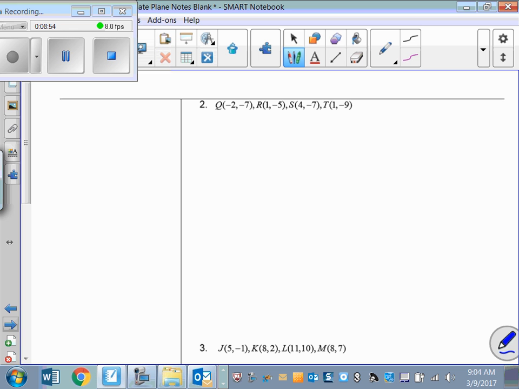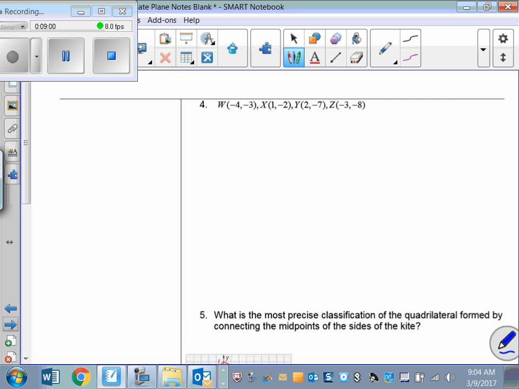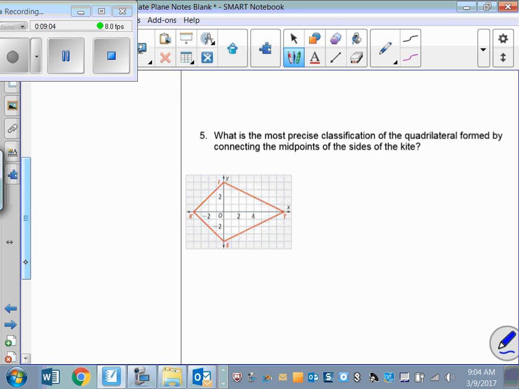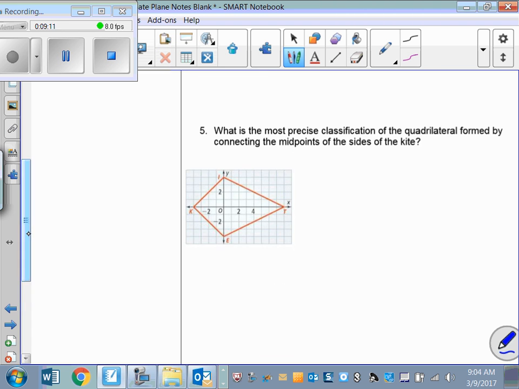See, just a bunch more of these. I'm going to flip through here and just see if there's anything unusual. There's another one, so 2, 3, 4 the same. What's the most precise classification? I was just seeing if that was the last one. What's the most precise classification of the quadrilateral formed by connecting the midpoints of this kite?